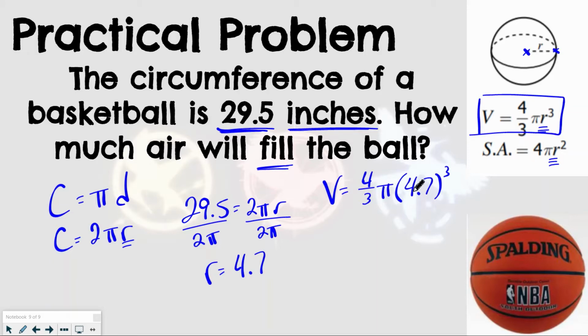So 4.7 times itself 3 times, and then times 3.14 for pi times 4, and then divided by 3 tells me that the volume of that basketball is 434.67. I'm just going to round that to 434.7. And that's inches cubed. Anytime we're talking about volume, whatever units we have, it's going to be cubic units because it's actually literally talking about the number of small cubes that will fit inside that shape. When we're dealing with surface area, it would be inches squared because it's actually talking about literally the number of squares that it takes to cover that shape.